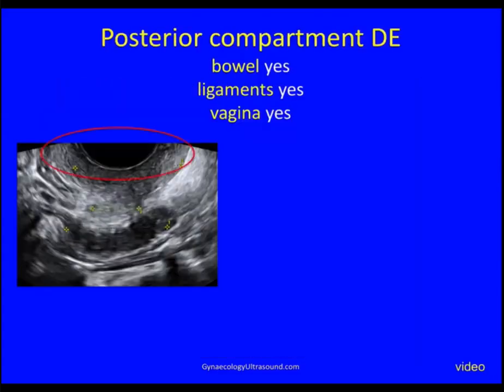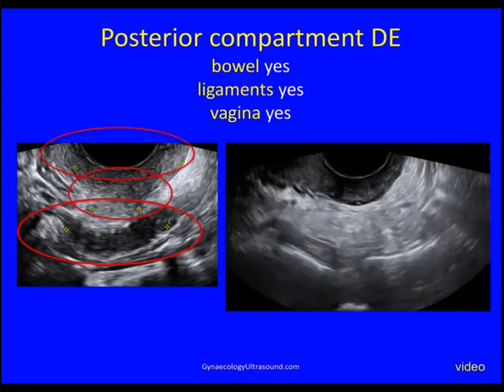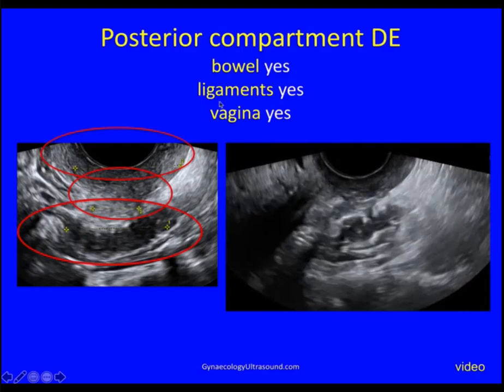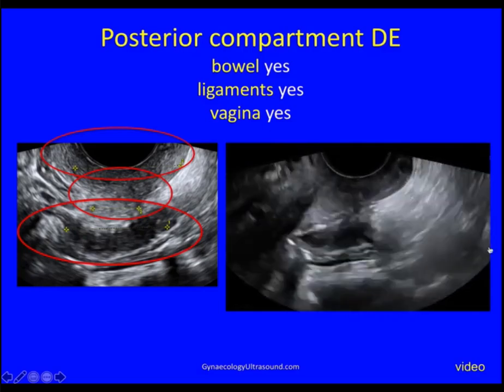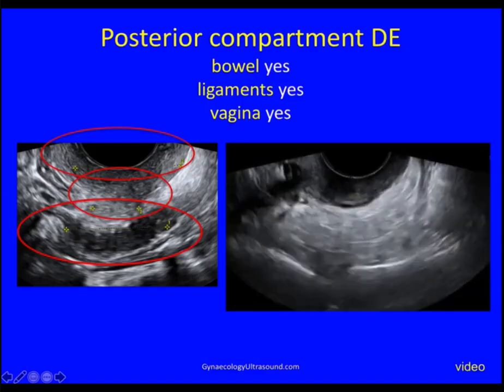So just as a still of that involved vagina, you can see that all of this dark, that's the DE in the vagina. Then this dark is the DE in the ligaments with thick fibrotic ligaments, and then this DE is in the bowel. So all three are involved with deep endometriosis. Very important to look for that. And this is what it looks like. Thick vaginal involvement, ligaments, and then there's the bowel nodule as well.